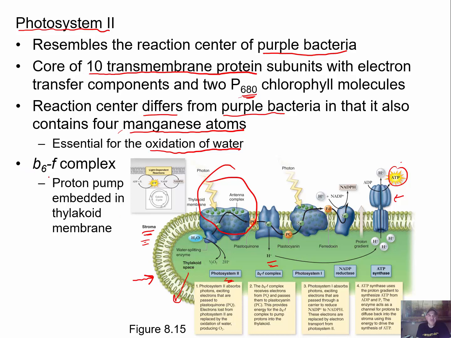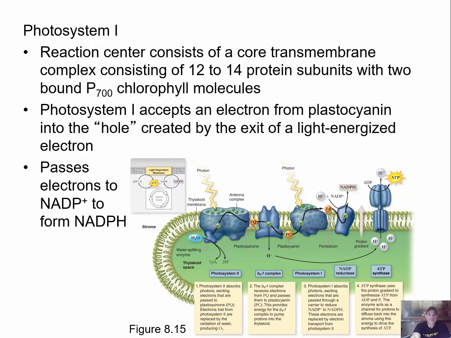We also have that B6F complex, which is right here. That's the one that uses the energy of the electrons to pump protons into the thylakoid space inside the thylakoid. Then we have photosystem 1, where we have the reaction center as well, which also consists of transmembrane proteins. But instead of 10, we have 12 to 14 protein subunits in there. And this particular arrangement of those proteins with chlorophyll A is what allows this photosystem to absorb light best at a slightly different wavelength of 700 nanometers instead of 680.